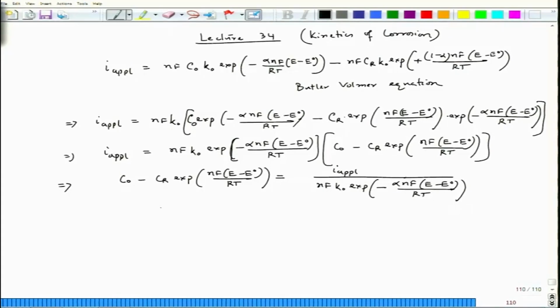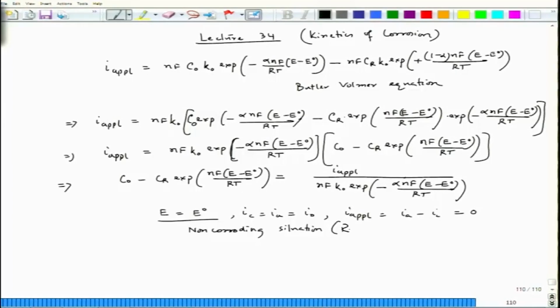Now, we see that when E equal to E0, IC equal to IA equal to I0, and I applied equal to IA minus IC equal to 0. So, that means when it is non-corroding situation or reversible situation, then this right hand side becomes 0.